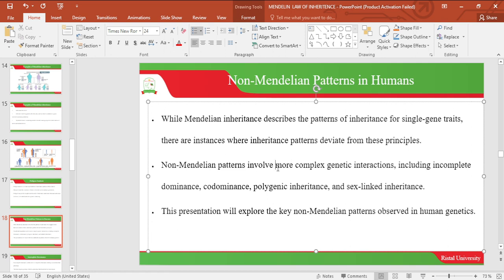Let's look at the non-Mendelian patterns in humans. While Mendelian inheritance describes the patterns of inheritance for single gene traits, there are also instances where inheritance patterns deviate from these principles. Non-Mendelian patterns involve more complex genetic interactions, including incomplete dominance, codominance, polygenic inheritance, and sex-linked inheritance. This presentation will explore the key non-Mendelian patterns observed in human genetics.